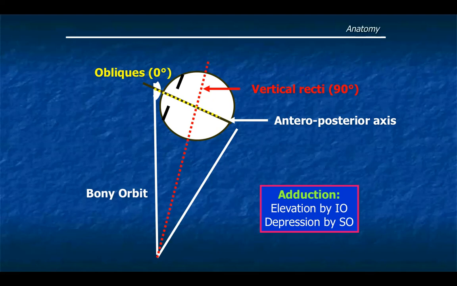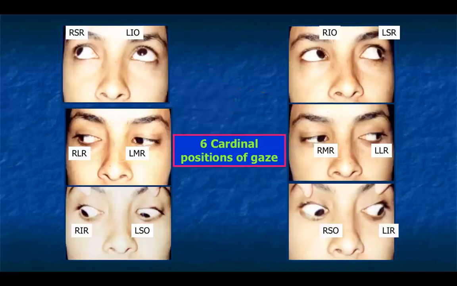So the field of action of the oblique muscles is, for the inferior oblique, elevation of the adducted eye, for superior oblique, depression of the adducted eye. So we have to test motility in the 6 cardinal positions of gaze. On gaze to the right, we are testing the right lateral rectus and the left medial rectus. Gaze to the left, we are testing the right medial and the left lateral rectus.